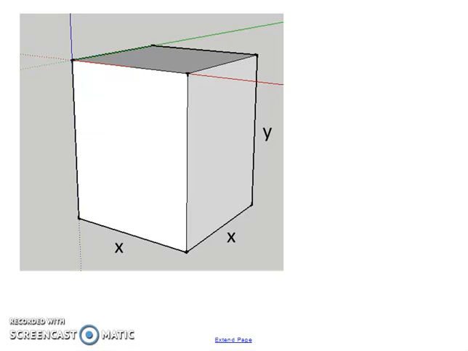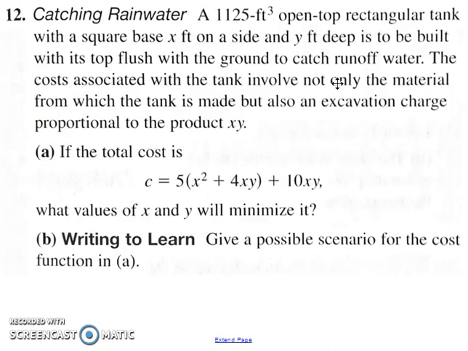I suppose one thing I failed to do is get rid of the top of the tank. But in any case, this gives you some idea. It's just a rectangular prism, or more specifically, a square prism. Now, its top is going to be flush with the ground. It's going to catch runoff water.